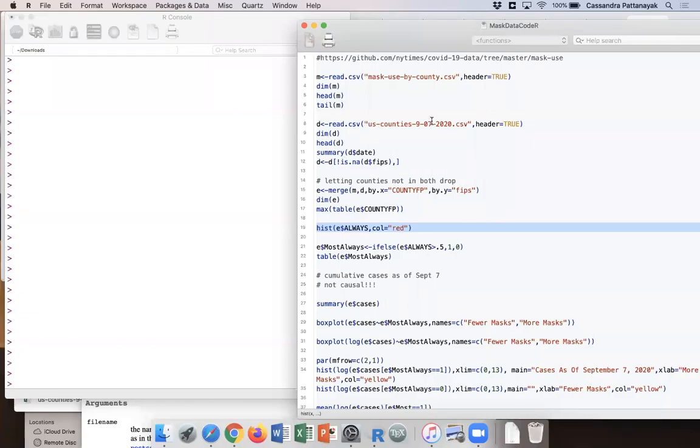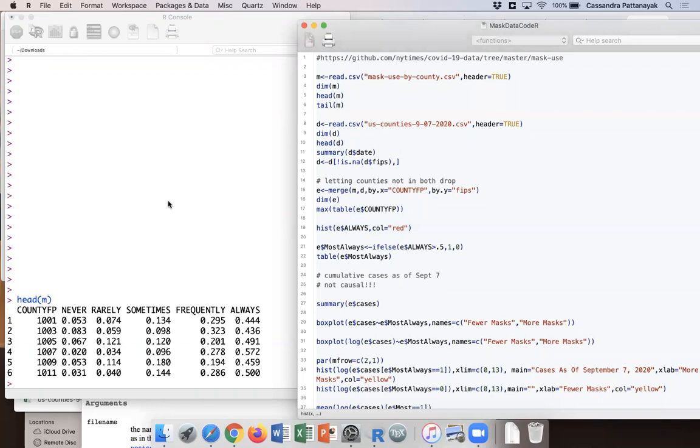I'm now going to go through an example. I downloaded two data sets that are currently posted in the New York Times COVID data repository. One of the data sets I downloaded, I've named here M, and it's mask use by county. So I can show you what kinds of things that data set includes.